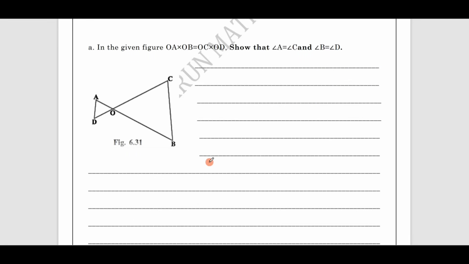Similar question, but not on AAA criteria, we'll see. Here they are given OA into OB equals OC into OD. This is what the question is. That means I'll write OA by OC is equal to OD by OB. Two corresponding sides are in proportion. That means OA, OC, OD, OB.